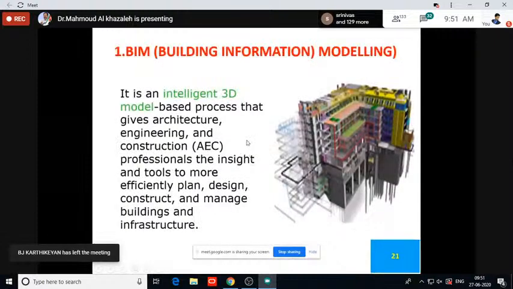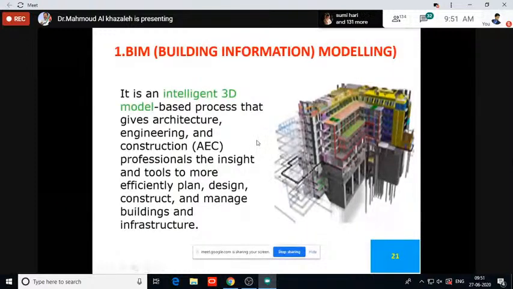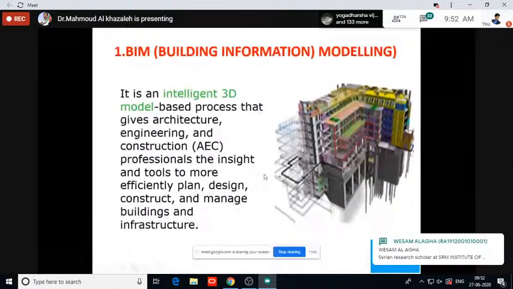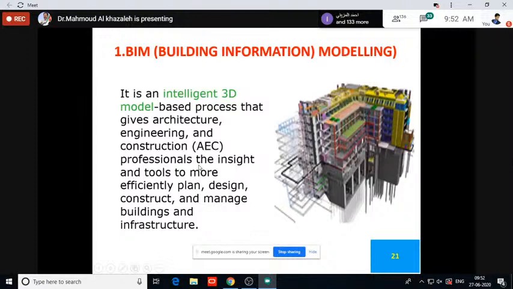The first model, BIM, Building Information Modeling. It will allow our engineers to see their design and to edit the design before constructing, before getting any mistake in construction. So it is an intelligent 3D model-based process that gives architects, engineers, and construction professionals the insight and tools to more efficiently plan, design, construct, and manage buildings and infrastructure. So this model enables our engineers to do the design perfectly, to edit and to avoid any mistake in the design. While they go to the implementation step, construction, there is no mistake in the design.